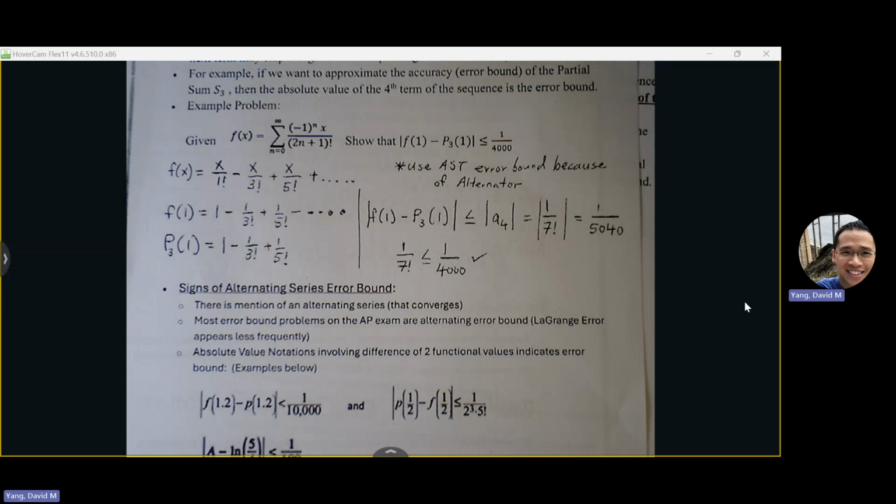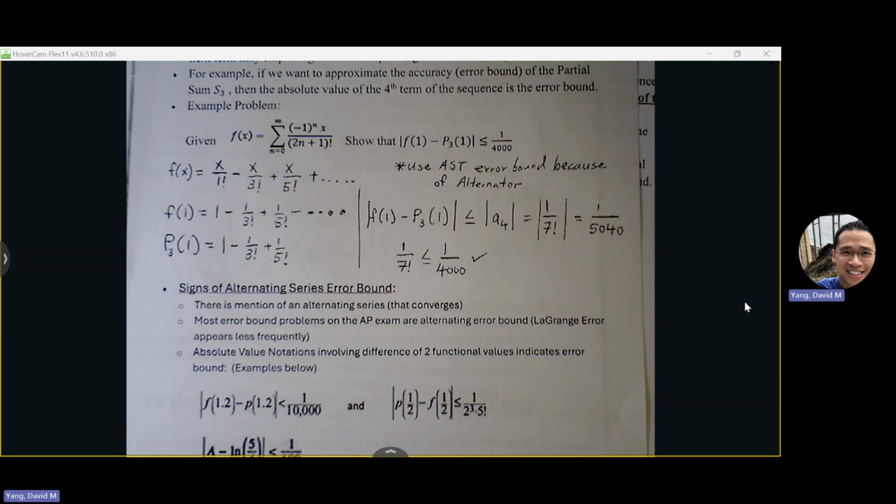So I see some students feel like, oh, the next unused term must involve 6 because that's the next value over. It's in this case 7 because that's what the sequence rule tells us, right? So whatever the next term is, that will tell you the error of your polynomial.